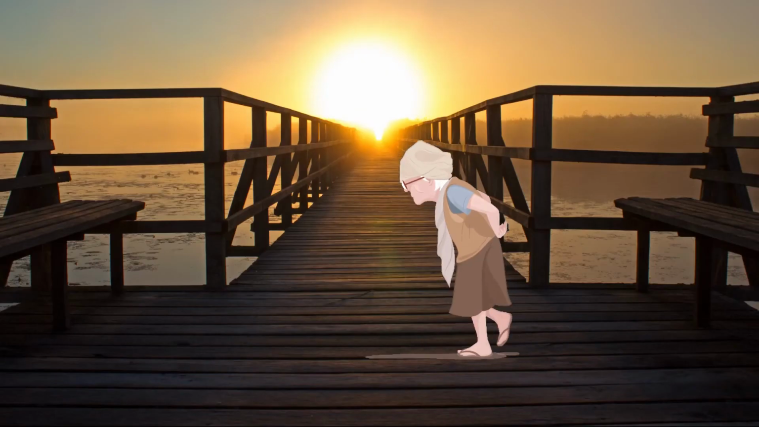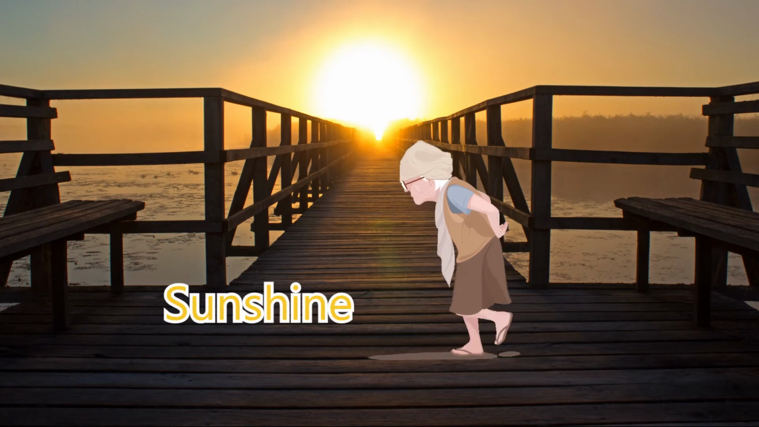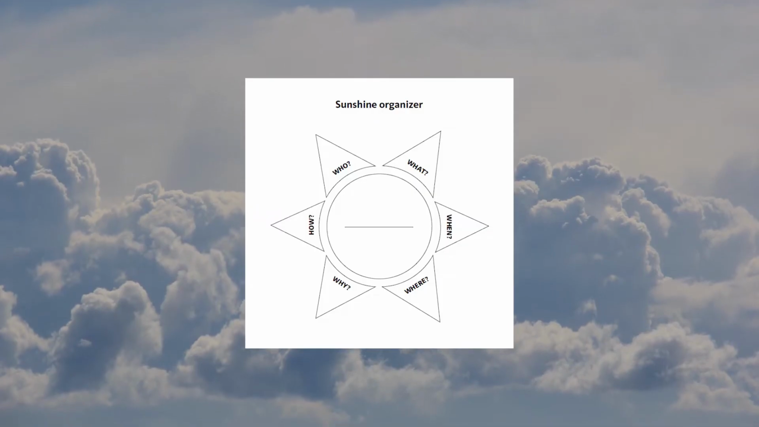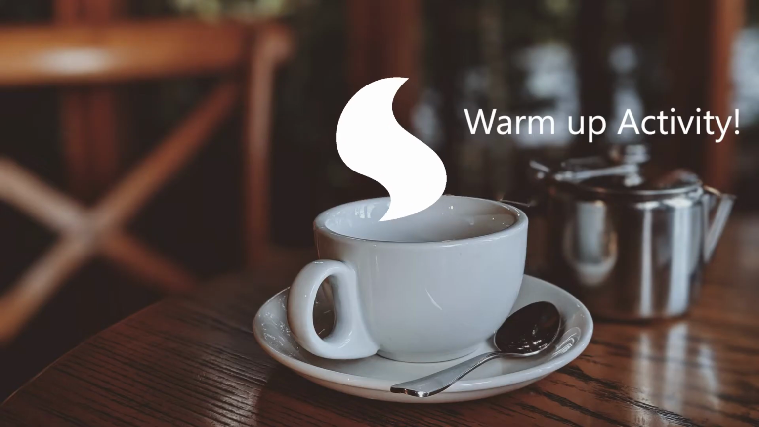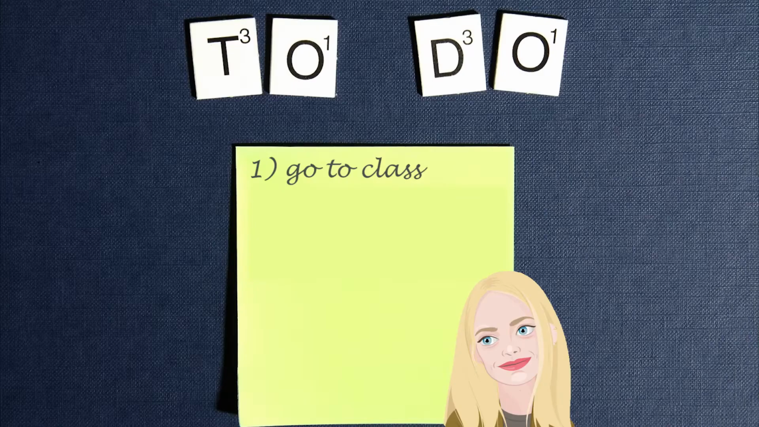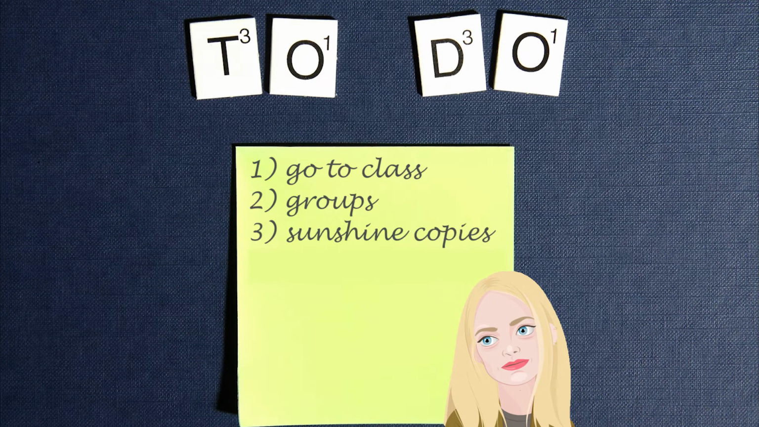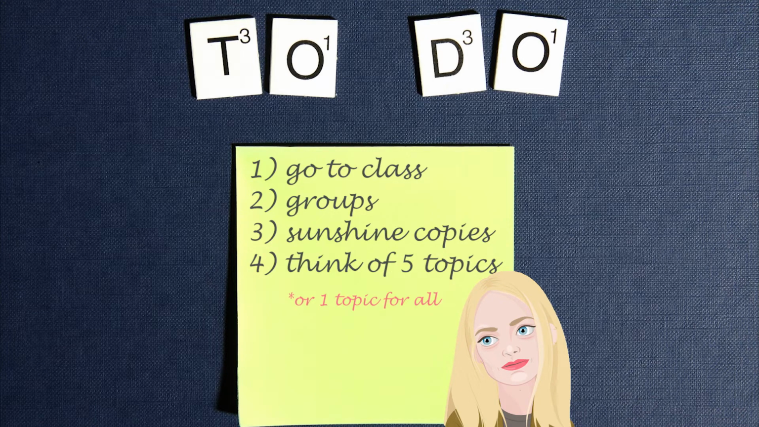Our second graphic organizer is the Sunshine worksheet. It has a lovely name, a lovely design, and it's super lovely to use. I basically like to use it as a warm-up activity. I'd get into the classroom, divide my precious students into groups, hand each group a copy of the worksheet, and give each group a topic to work on.